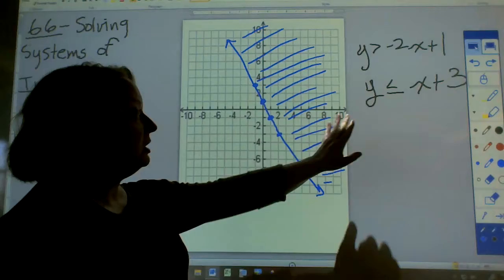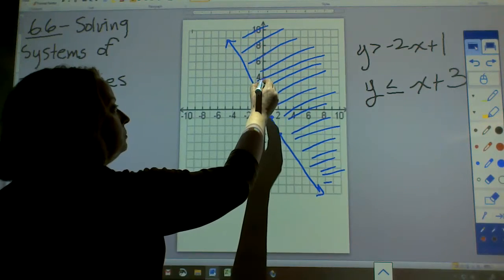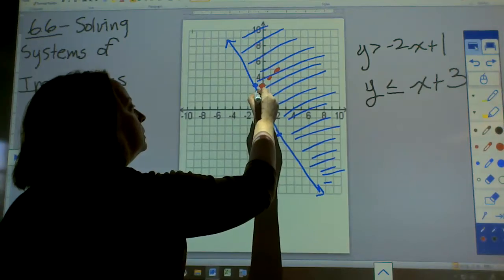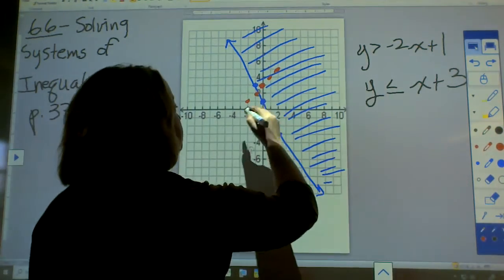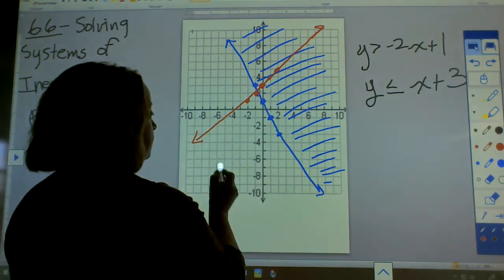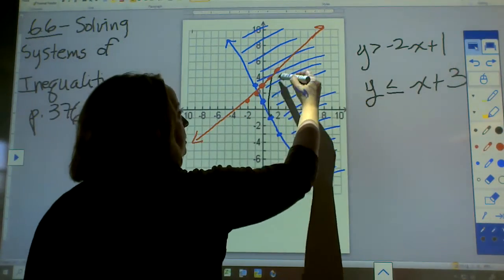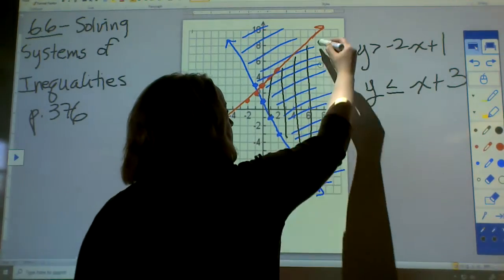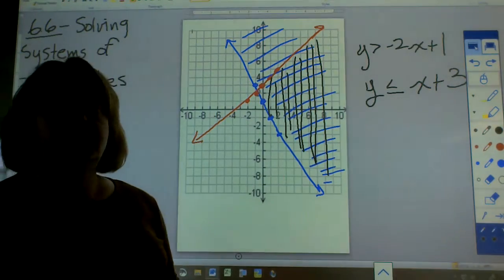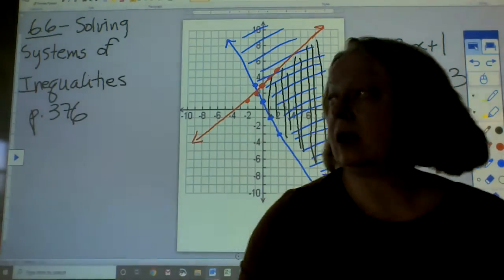So we're going to move to the next one. Y is less than or equal to x plus 3. I'm going to graph that one in red. So we're up at 3, up 1 over 1 for the slope. And this one is equal to, so it's going to be a solid line. And I'm going to shade below the graph. So that means the final answer, which I'm going to graph in black here, would be this shaded region.